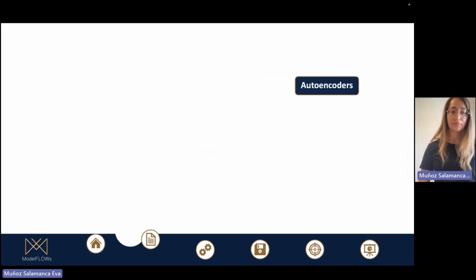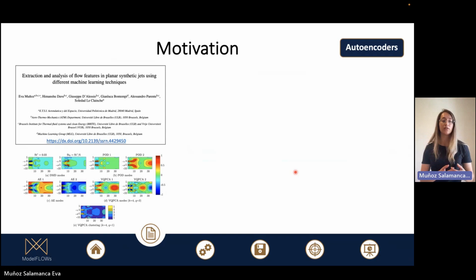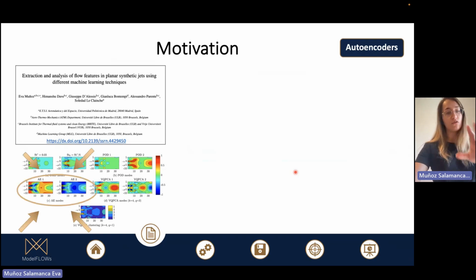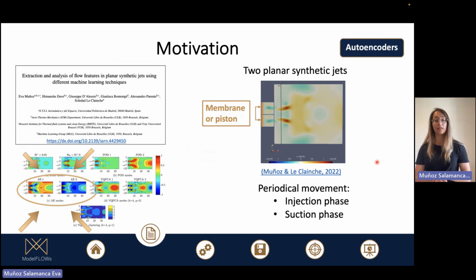So let's start with the motivation. Why are we using autoencoders? We have seen in a previous article that autoencoders are also useful for pattern detection, as they were compared with other techniques such as DMD, POD, or VQPCA for the same purpose. So we are focusing on the autoencoders here. For that, they were using, and we are going to use here, this database of modeling two-plane synthetic jets.